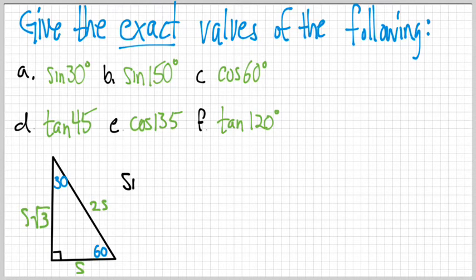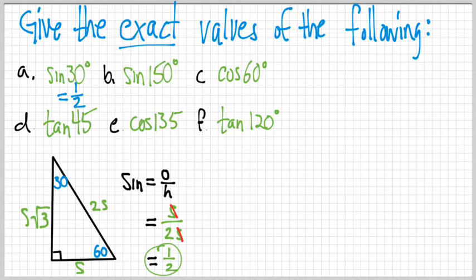But anyway, we know sine is opposite over hypotenuse. So to find sine of 30, this is the 30, so opposite the 30 is the s. So we do s over the hypotenuse, which is 2s. And of course the s's cancel, so we end up with just 1/2. So sine of 30 is a half. Definitely something worth memorizing.